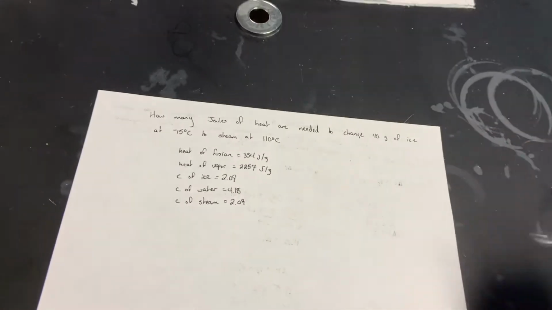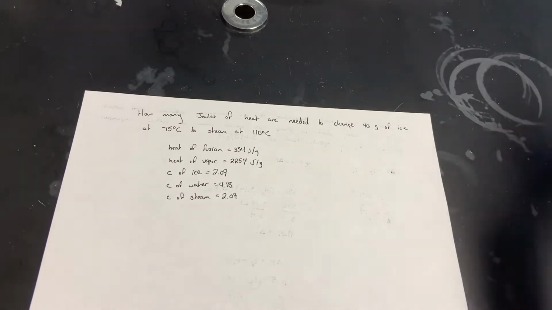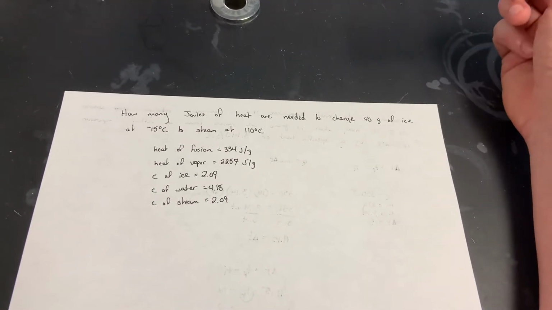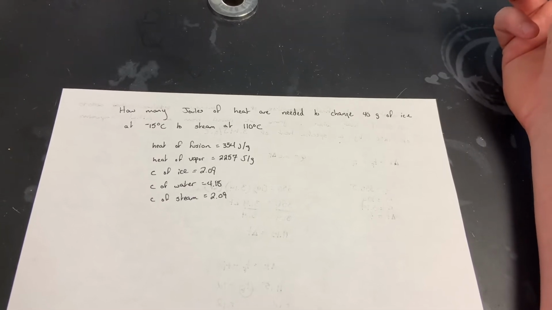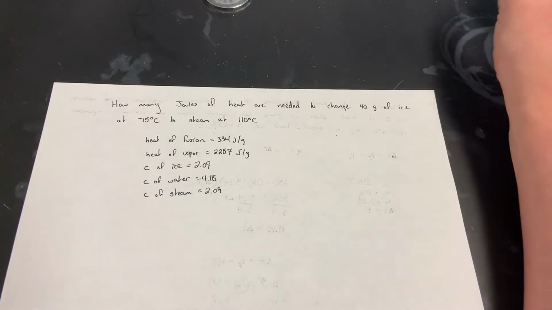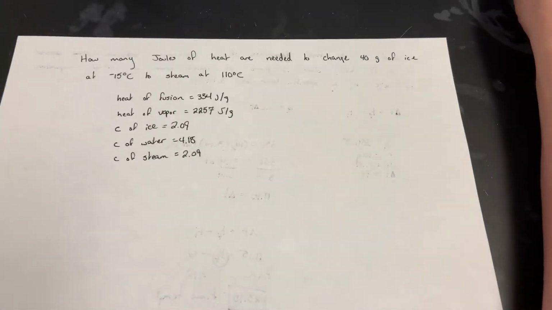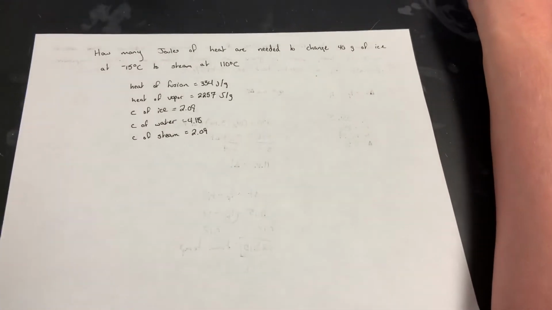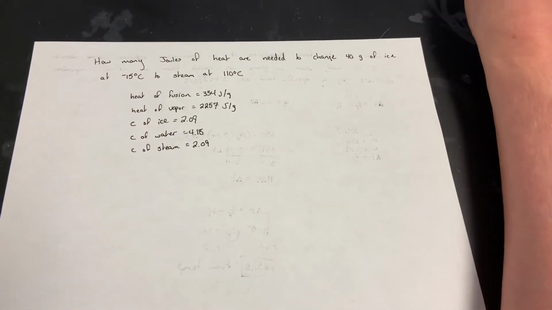There is one bit longer problem on your assignment today that gives you these 5 givens. These are going to be constants. You're going to know these, but it says how many joules of heat are needed to change 40 grams of ice at 15 degrees Celsius to steam at 110 degrees Celsius. I changed the numbers, obviously, from the one in your assignment, so you actually have to do the work yourself. But I'm going to show you how to set it up.